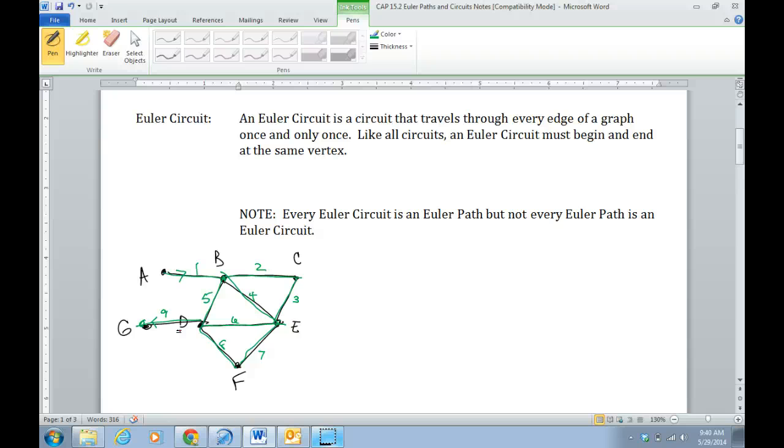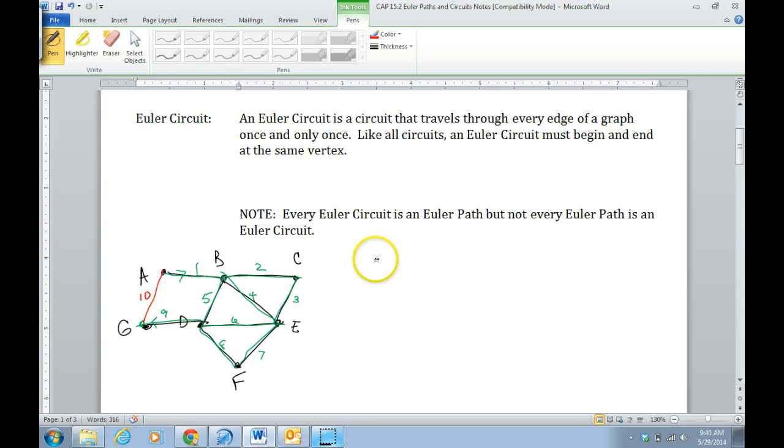Okay? Now, if I wanted to make this an Euler circuit, I really need to make a bridge going from G to A. If I did that, that would be our 10th one, right? So that would become an Euler circuit.